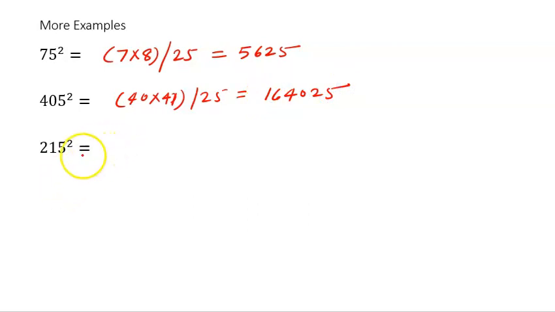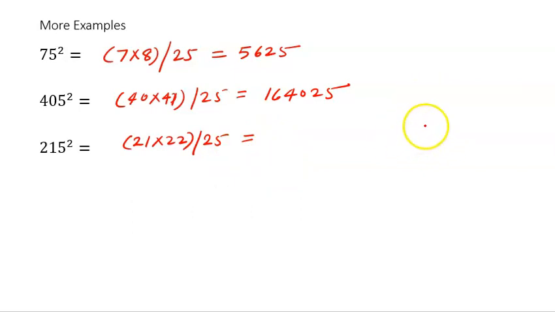If I talk about 215 square, so I can write the left hand side as 21 into 22 and the right hand side is 25. So 21 into 22 will be how much? If I multiply 21 into 20, I will be getting 420, and then again 22, so it will be 462. I hope you got it.